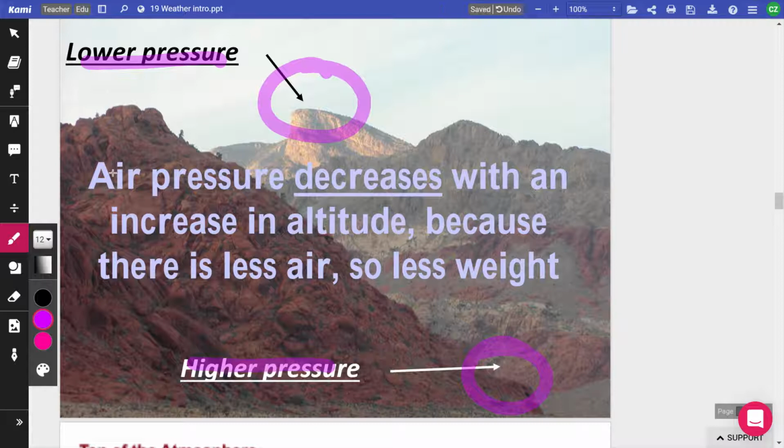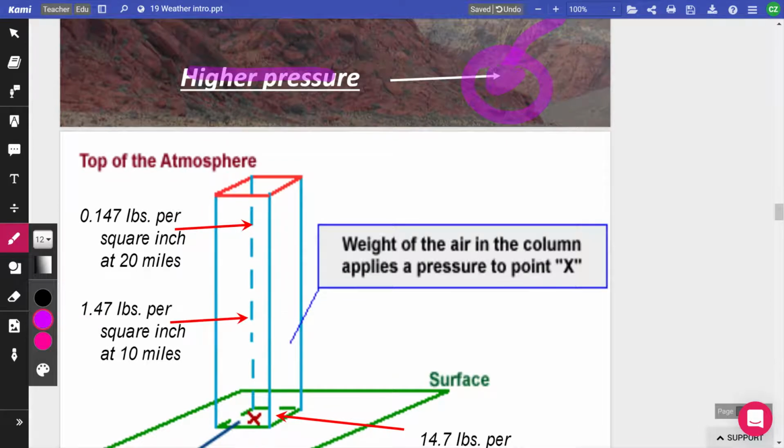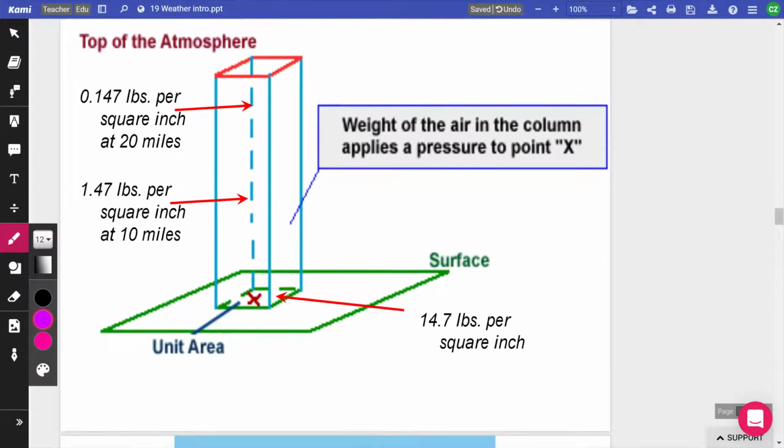We could use this little phrase: air pressure decreases with an increase in altitude. So the further up you go, the lower the pressure gets. And if you come all the way down to the bottom, the higher the pressure gets. You might not really notice this that much, but it happens. A lot of things we don't notice because we're so used to them and our body's so able to handle that. In this model, we're just showing, if you were standing here at the bottom, how every 10 miles decreases pressure by a factor of 10.